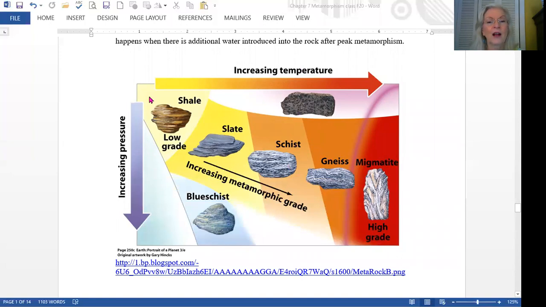So again, on the graphic, if we move to the right, the temperatures increase. So we would expect our metamorphic grades to increase going to the right. On the left-hand side, as we come down, the pressures increase, so we would expect our metamorphic grades to increase. And you can see we're going from shale to slate to schist to gneiss to migmatite, which we will not have an example of in class.